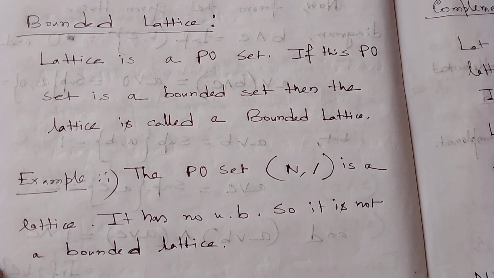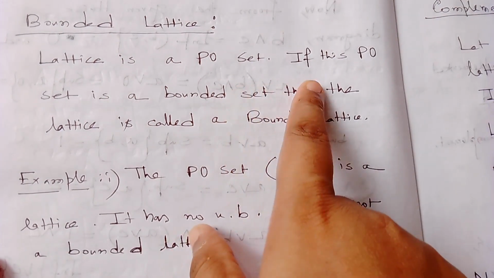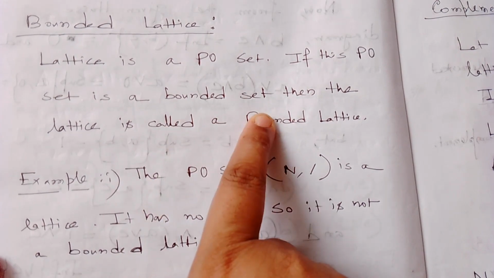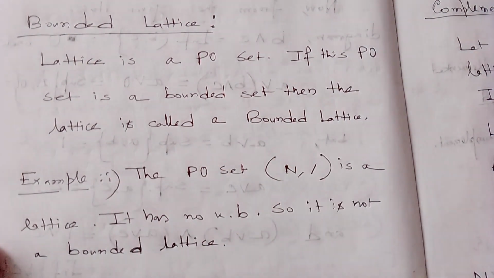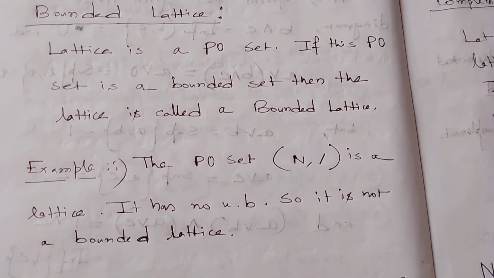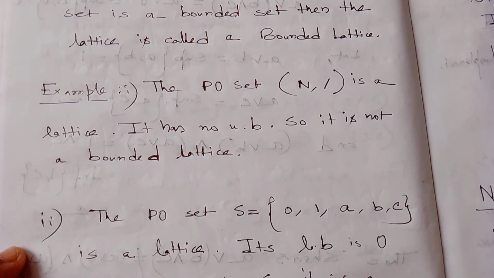Now starting with bounded lattice. A lattice is a POset. If this POset is a bounded set, then the lattice is called a bounded lattice. Coming to its examples.